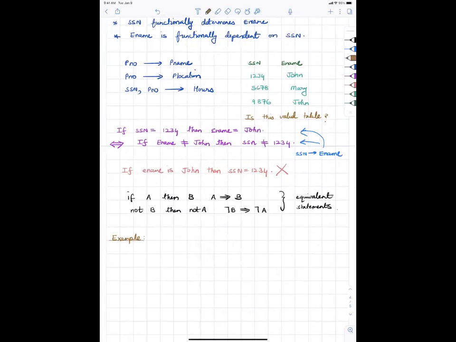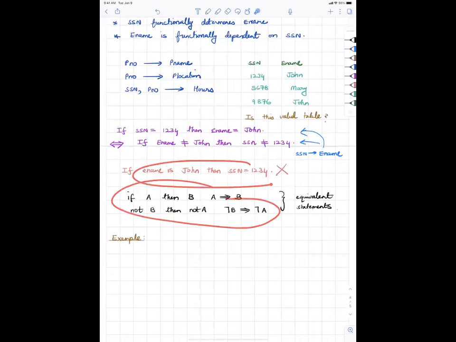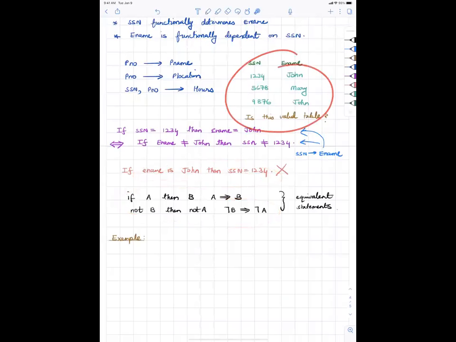So again, right now I'm using examples like social security number, ename, that you really know logically. A human brain understands it. So even if you don't understand the math part, your brain understands that social security number is unique. So even without really understanding this or this, you would be able to answer this correctly.